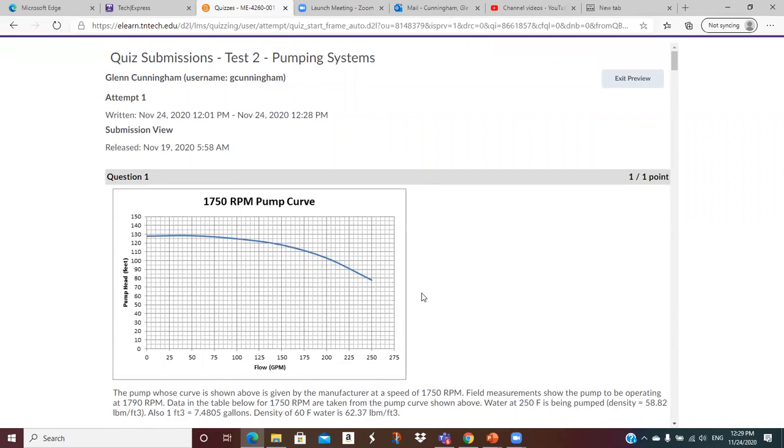So like I said, if you will send me an email, I will send you what I have as your corrected grade, and then we can communicate about it via email from here.